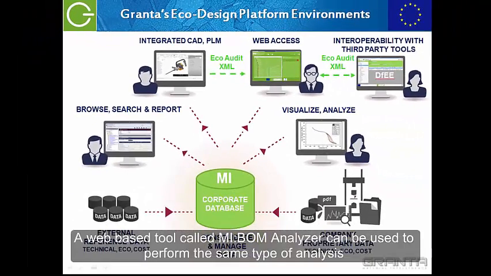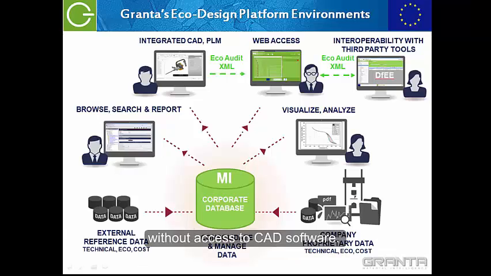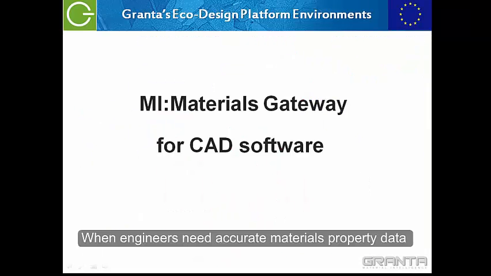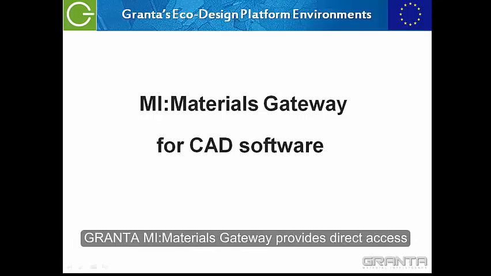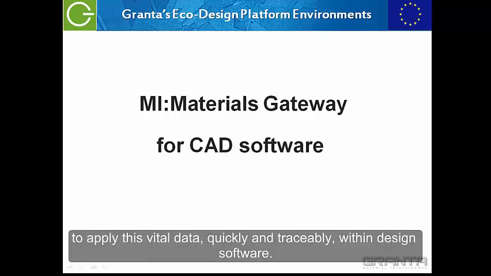assessment. A web-based tool called MI BOM Analyzer can be used to perform the same type of analysis without access to CAD software. When engineers need accurate material property data, including eco-properties for product design analysis and simulation, G.EN.ESI Material Gateway provides direct access to apply this vital data quickly and traceably within design software.